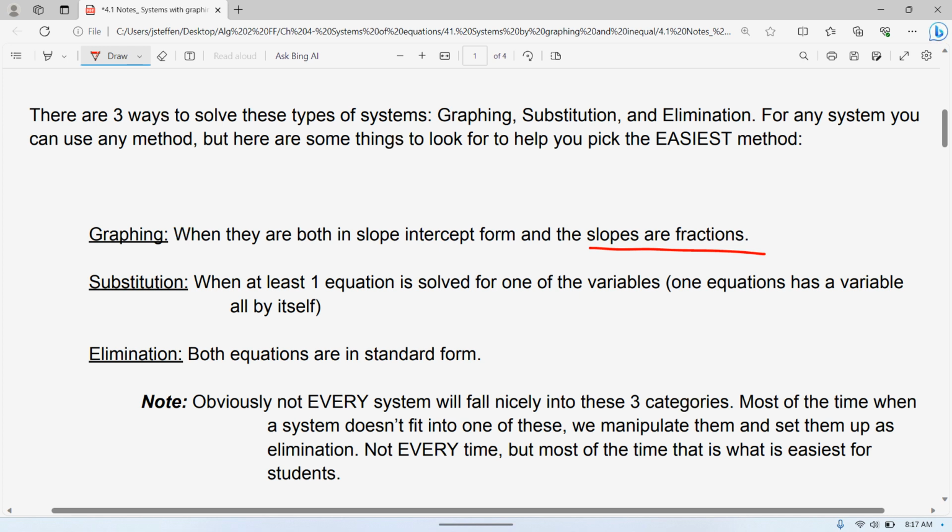Not every time, again, other times you might need something else, but usually elimination is the one students are most familiar with, or at least they think that's what they're best at. So if you ever have a problem that doesn't fall into those categories, I would just use elimination. You'll have to do a little bit of legwork, but that usually works out better than the others.